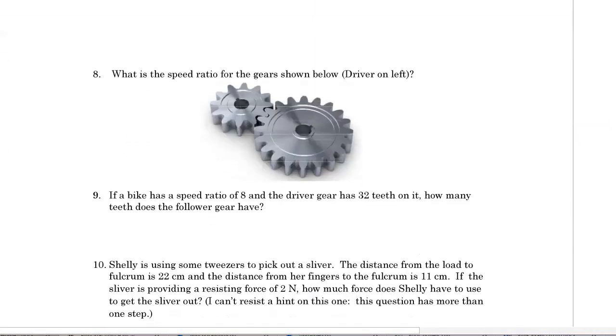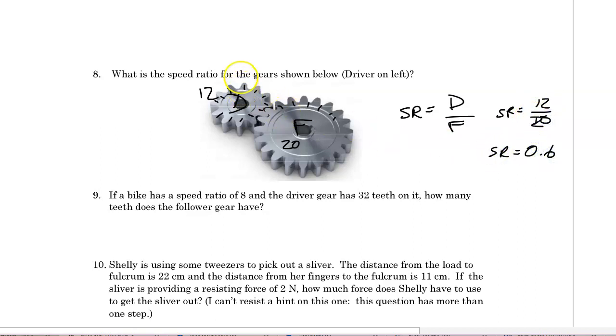Taking a look at number 8, if this is the driving gear, we've got 12 teeth on this one, and this being the following gear, you count the number of teeth, you're going to find that it is 20. So speed ratio, being the driving divided by the following, is going to be 12 divided by 20, or a speed ratio of 0.6, meaning that this is going 0.6 times slower than this one.